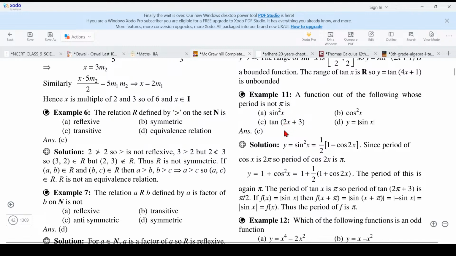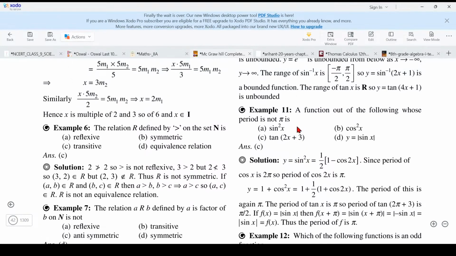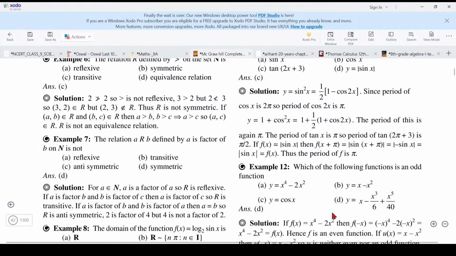But the thing here is tan x, the period is pi. But tan 2x, the period is actually pi by 2. Now, this tan 2x, you are shifting left and right. So the period is definitely not pi; if at all, the period should be pi by 2. So if it was tan of x plus 3, then it would have been pi.